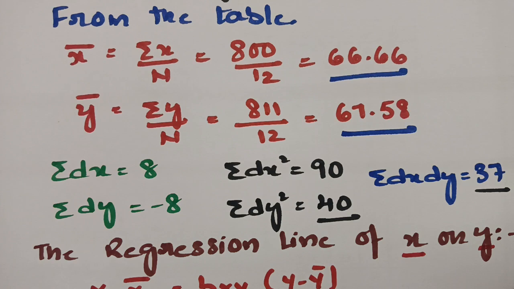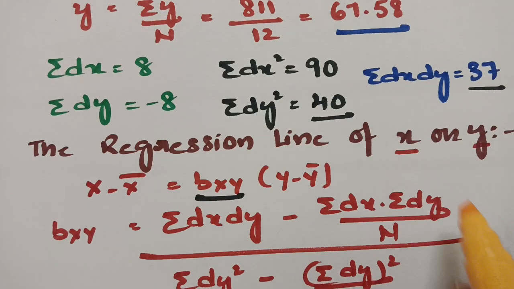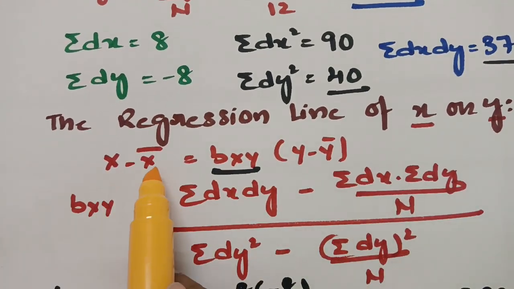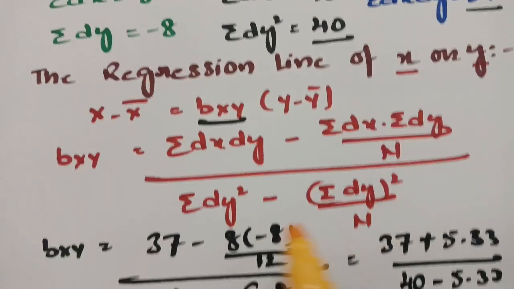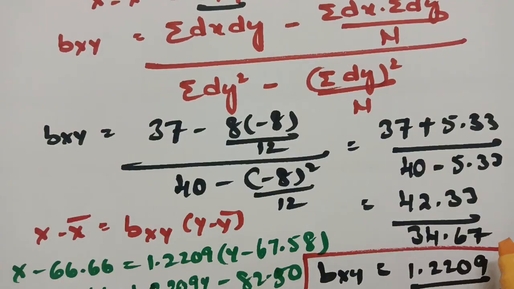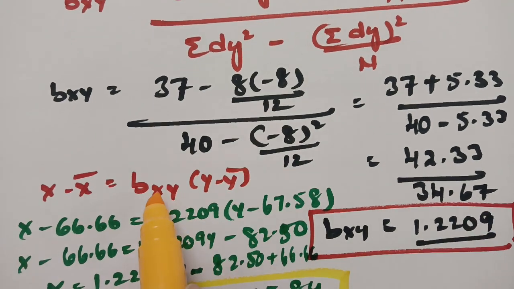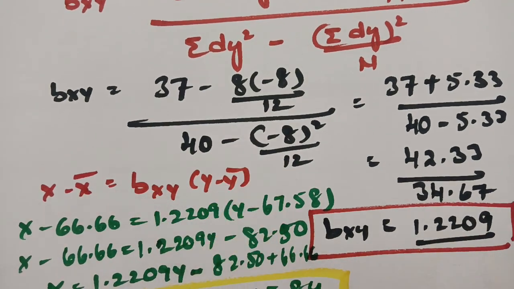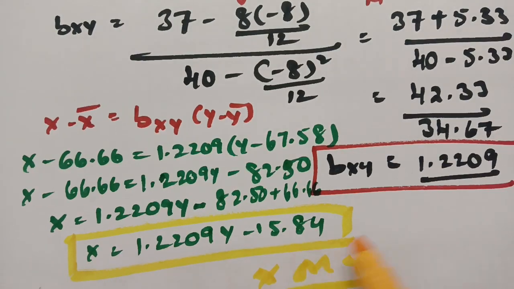So all the values are ready here. After getting all the values, this will be the formula: x minus x bar equals bxy into y minus y bar, and this is the formula for bxy. After solving, the bxy value is this one, and we have to substitute here. X bar and y bar are already ready for us, and therefore this is the line.